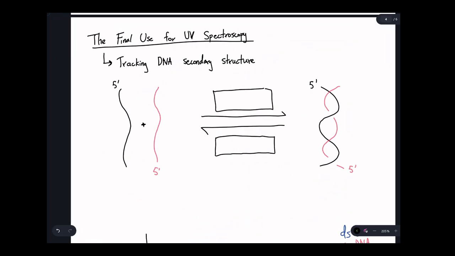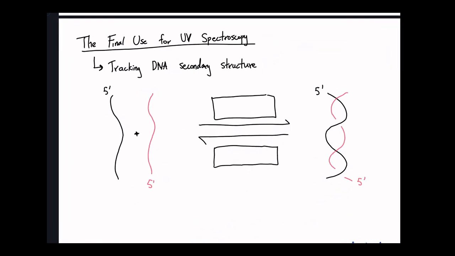Now, one last use for UV spectroscopy is tracking the secondary structure of DNA, as we covered last time. Here we have two individual strands of DNA, and here we have the double helix. If the two strands are combining together, we call this annealing. And if they're breaking apart, we call it denaturing or melting. When they melt apart and come in their own separate two strands, they can combine or anneal, or they can melt. And so this can be very important.